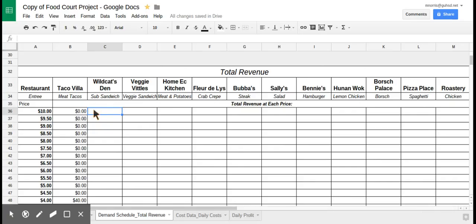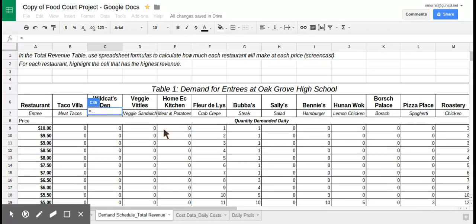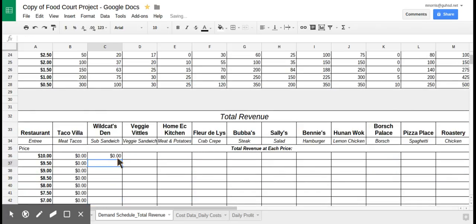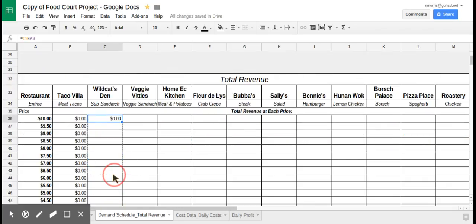I can go ahead and type equals, for the Wildcats Den, I can go up to the top price and multiply it by the price. And when I do that, I'll get the amount of revenue being brought in. I can go ahead and drag it on down and fill in the numbers.